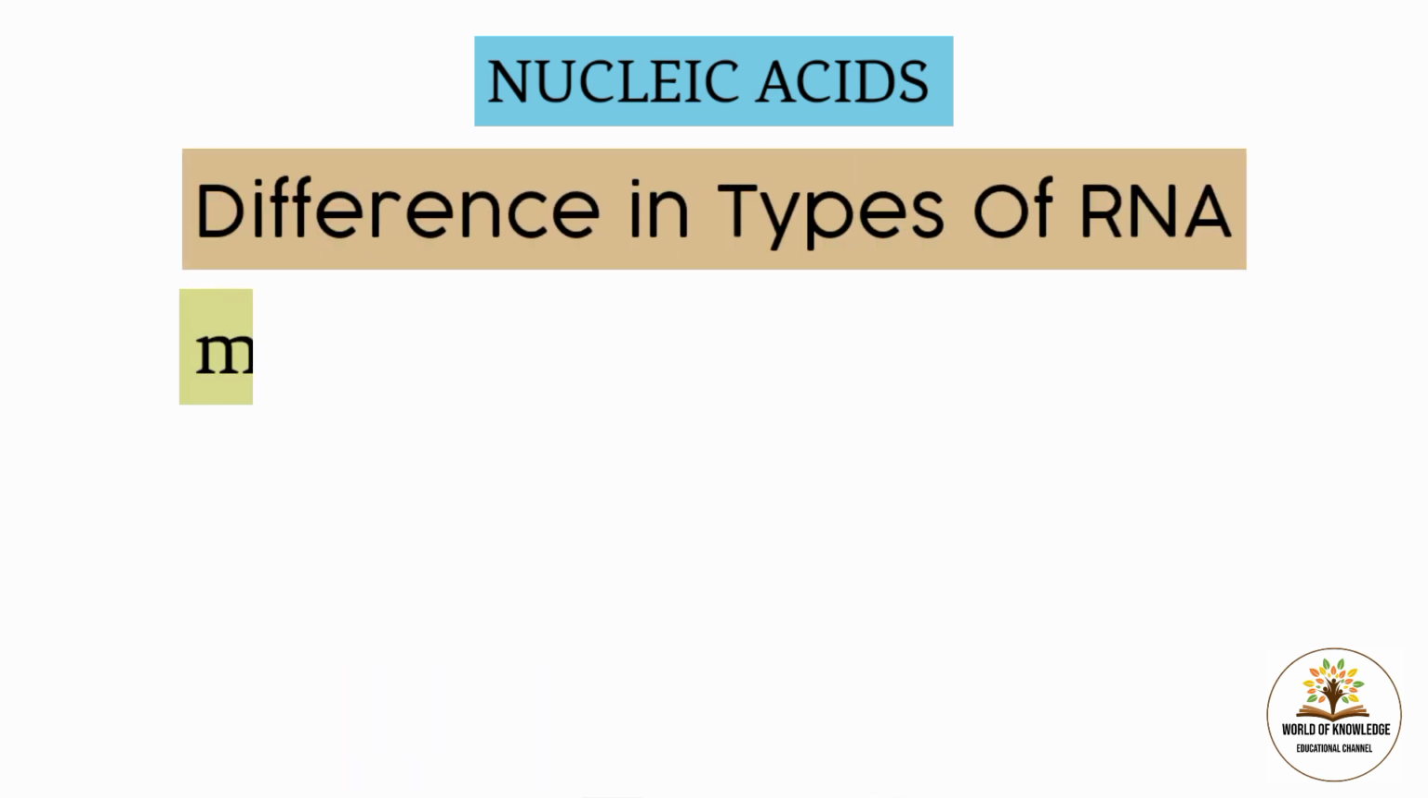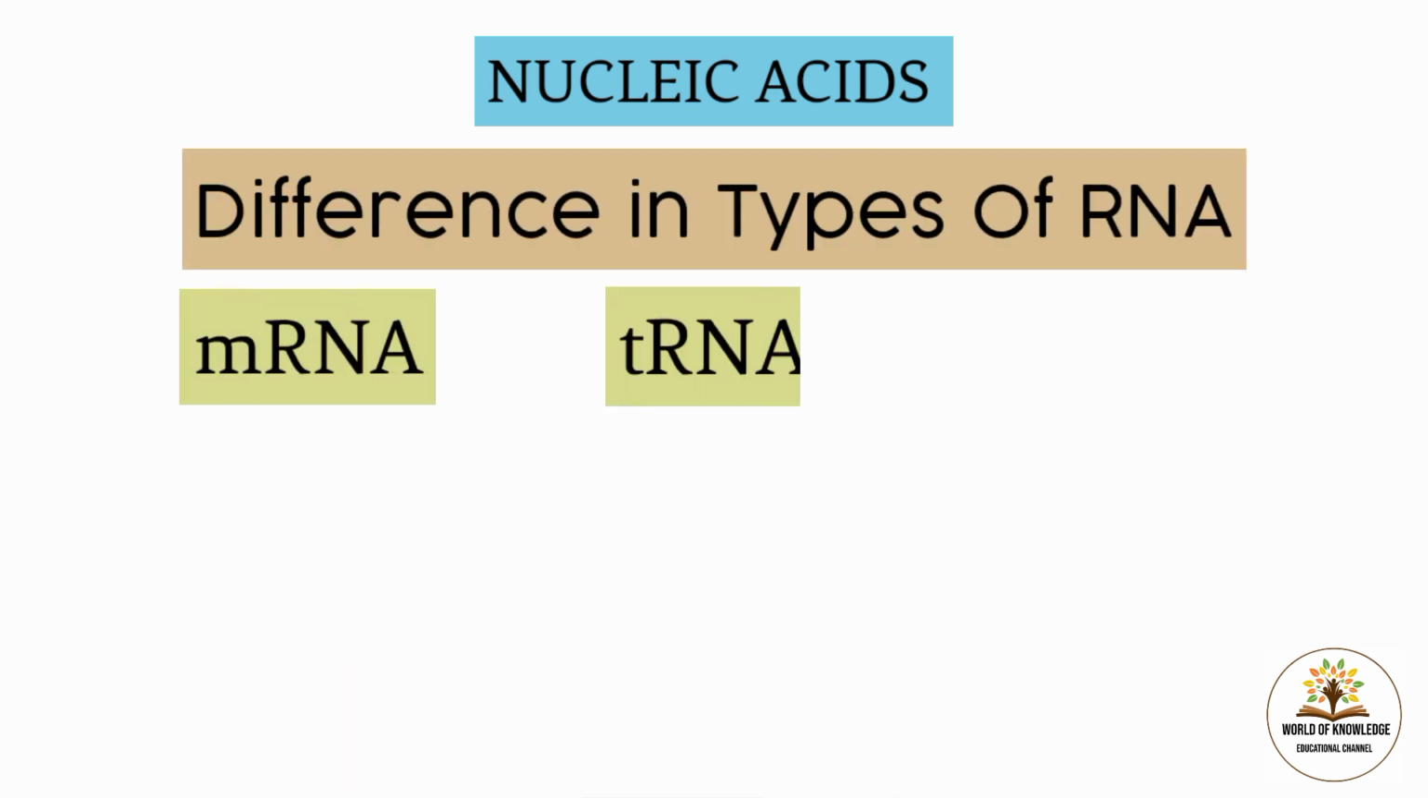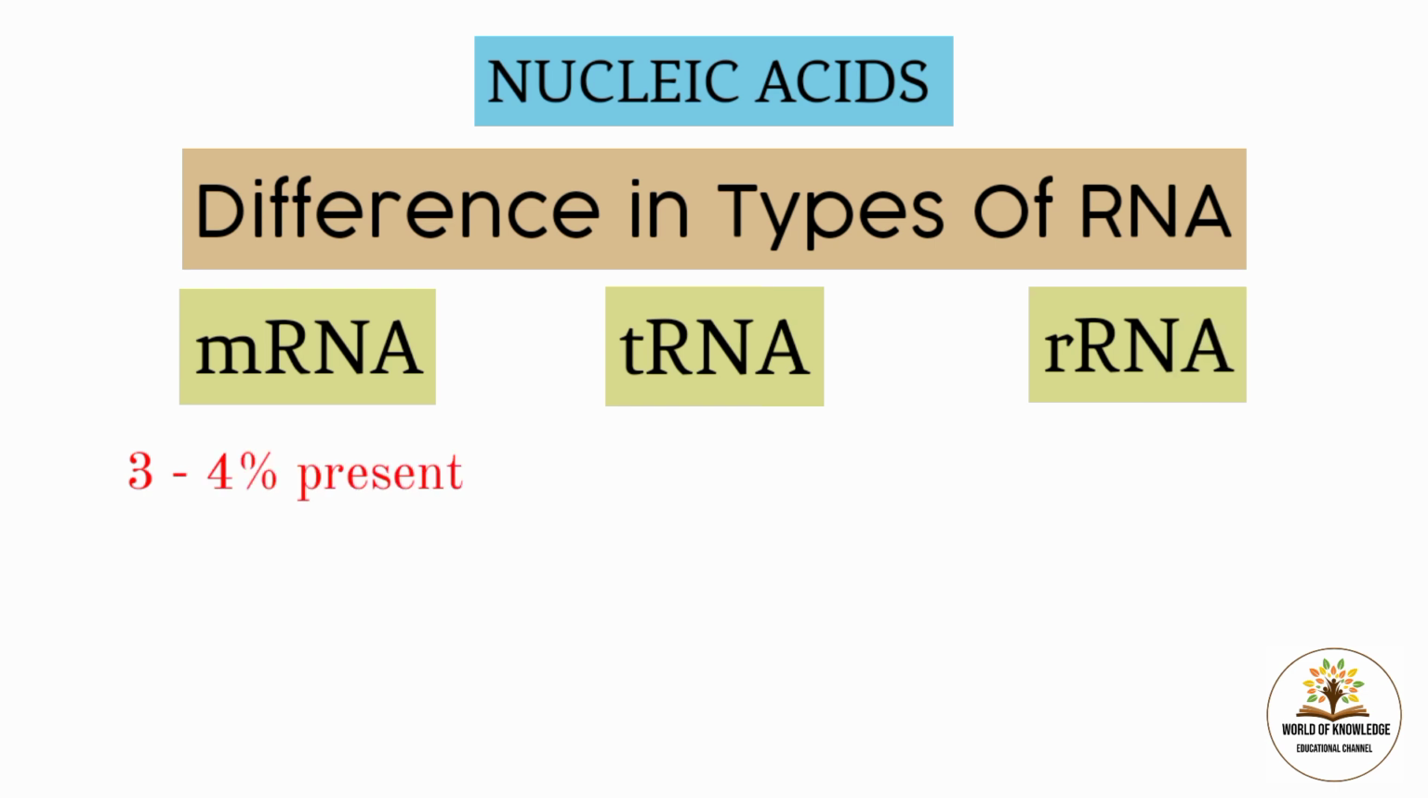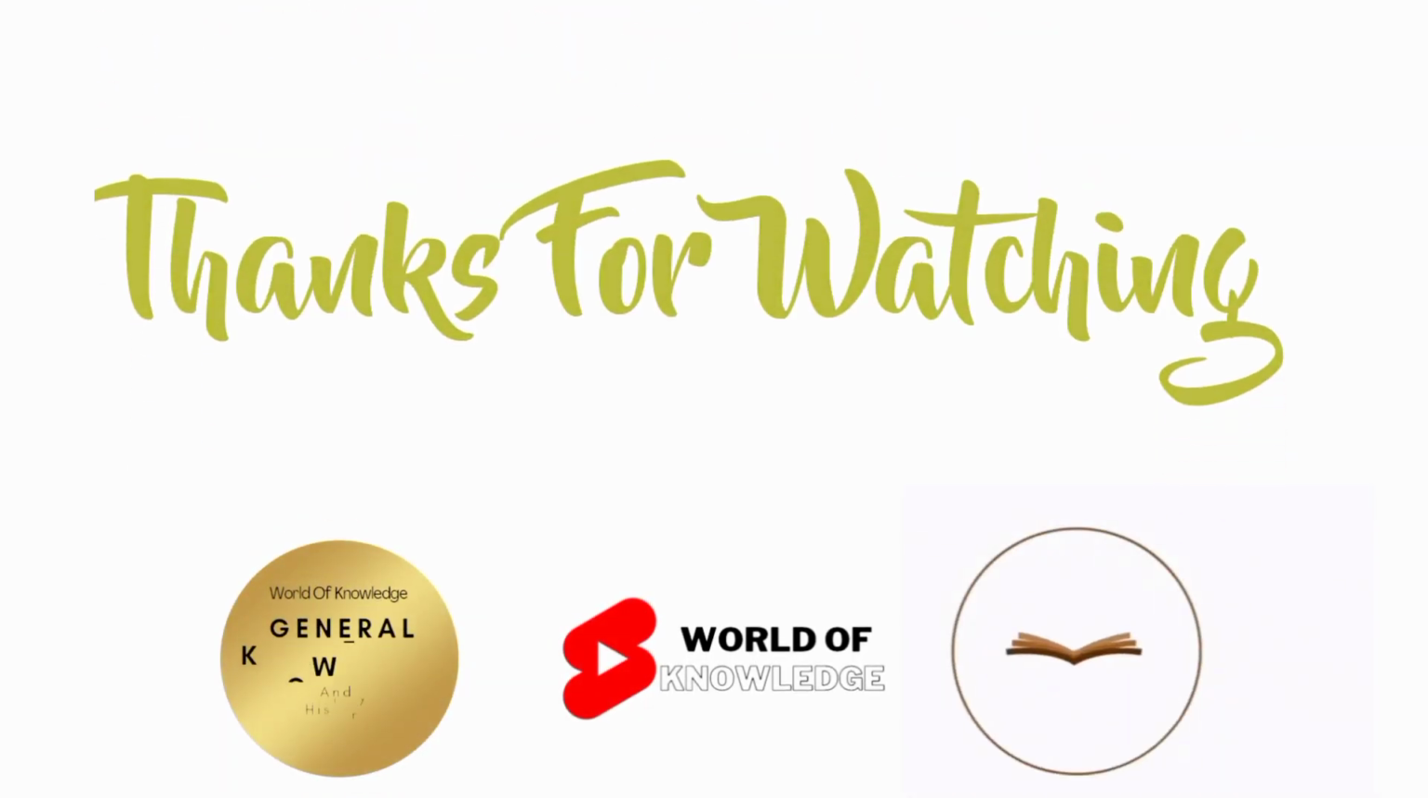अब अगर हम इन तीनों का एक डिफरेंस लें तो मैसेंजर आरएनए जो होती है वो 3 to 4% प्रेजेंट होती है सेल में, जबकि ट्रांसफ़र आरएनए जो होती है वो 10 to 20% होती है. और राइबोसोमल आरएनए कितने परसेंट होती है? It is about 80% of total RNA in the cell, which is which one? Ribosomal RNA. So it is all about today's topic.